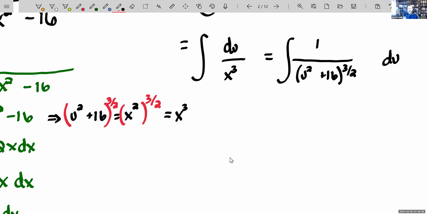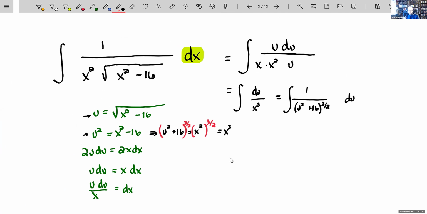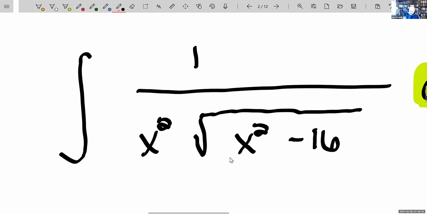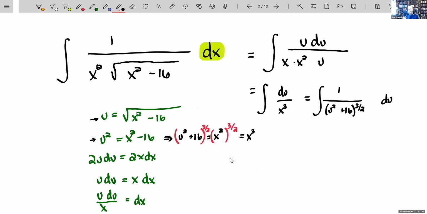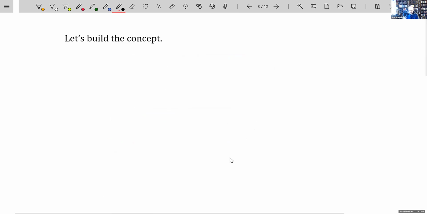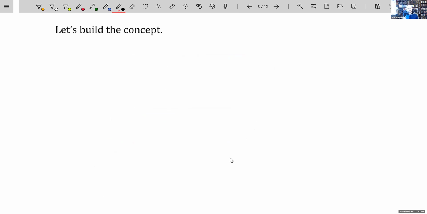So the question is, how in the world do you integrate something like this? Well, this leads to a new method. Each time that we run into an integral that seems impossible to integrate doing u subs, by parts, or anything like that, we have to invent a new method. The new method we're going to talk about here is the trig substitution method. We're going to build the concept right now.